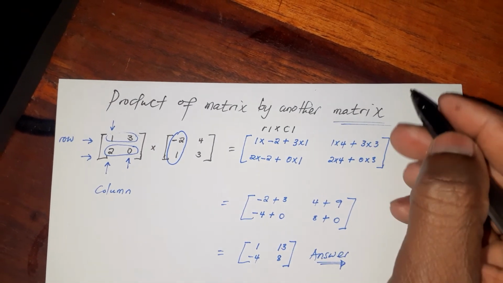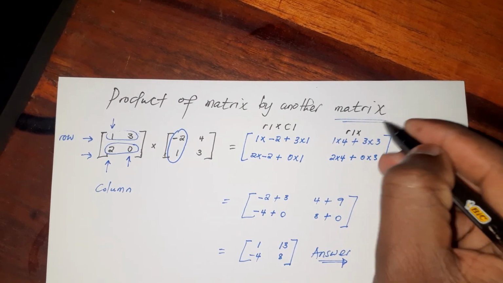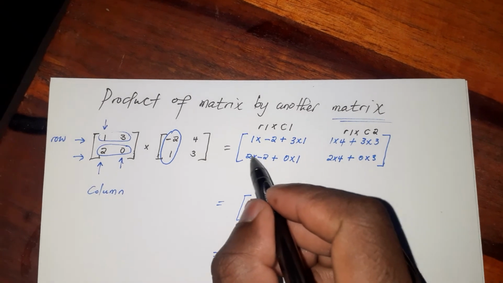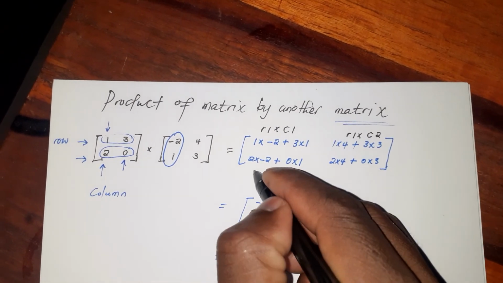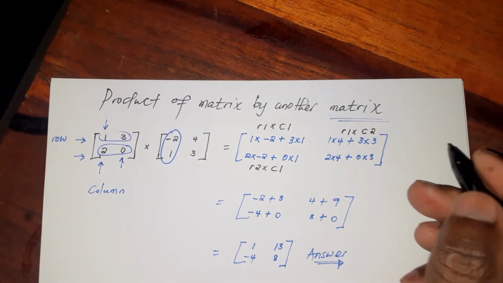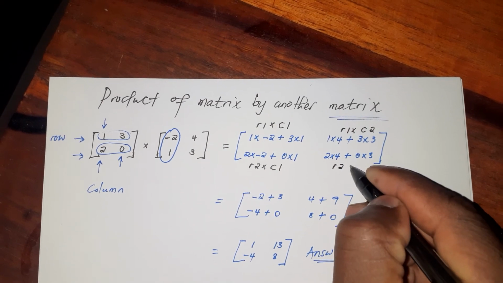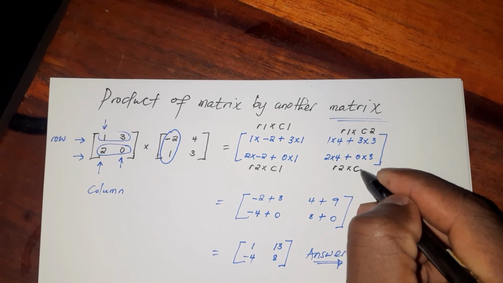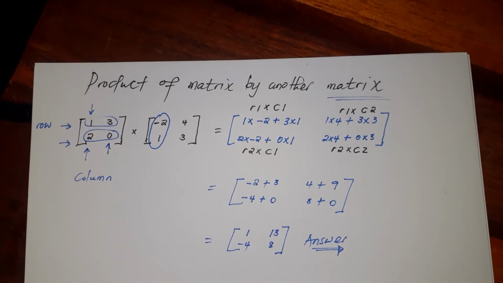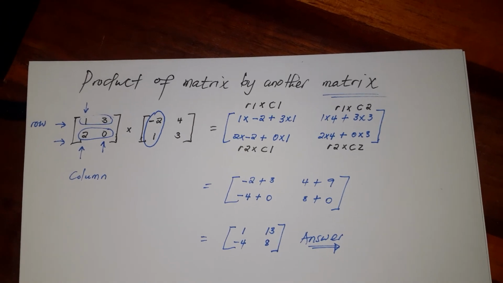While here you take row 1, you multiply by column 2. And this one here, you take row 2, you multiply by column 1. And here you take row 2, you multiply by column 2. That is basically how you get the product of two matrices.